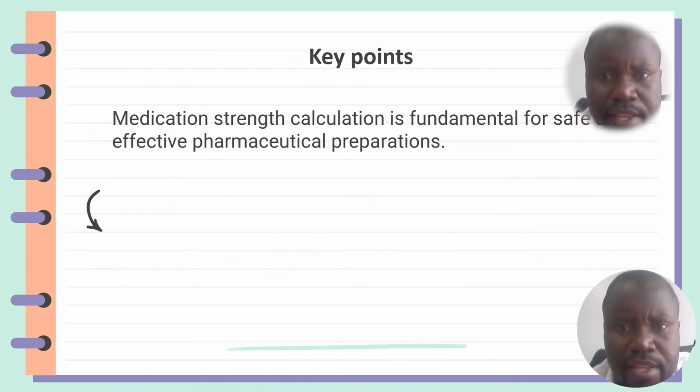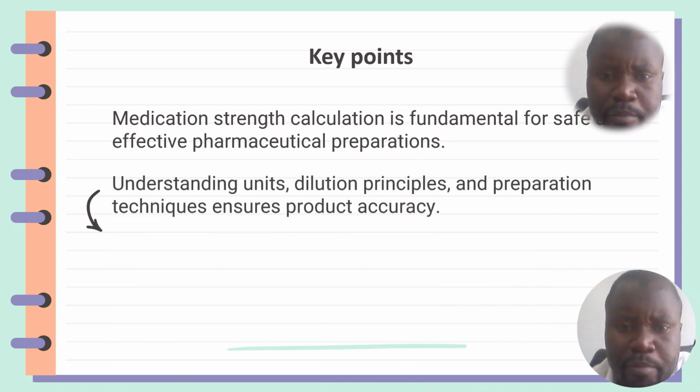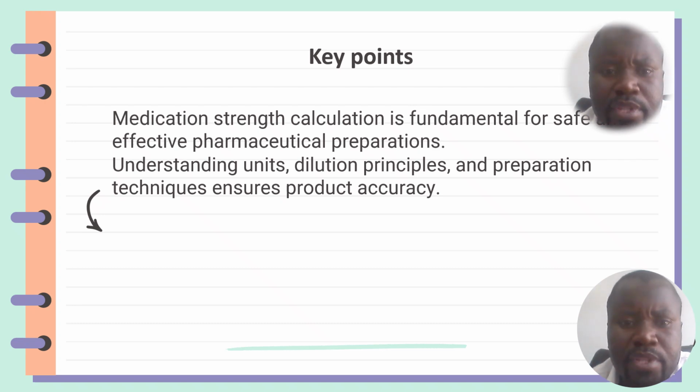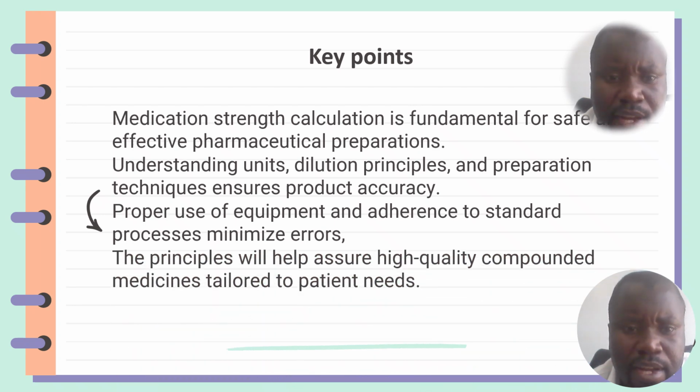Otherwise, the key points are that medication strength calculations are fundamental for safe and effective preparations. Understanding units is crucial so that you can easily handle prescriptions. Dilutions can be needed, and the preparation techniques are very important to perfect to ensure product accuracy. Proper use of equipment is important to ensure that we minimize errors. And the principles that we gain will help assure high quality compounding for medicines that are tailored for patient needs.